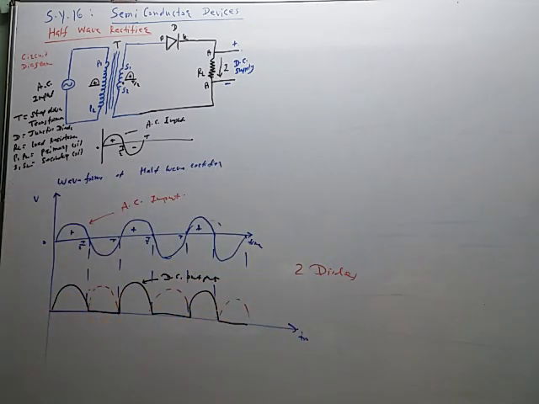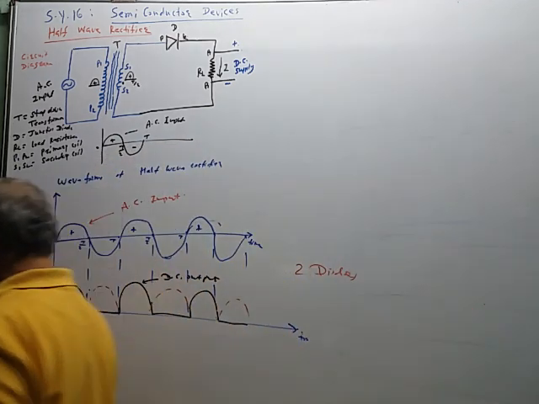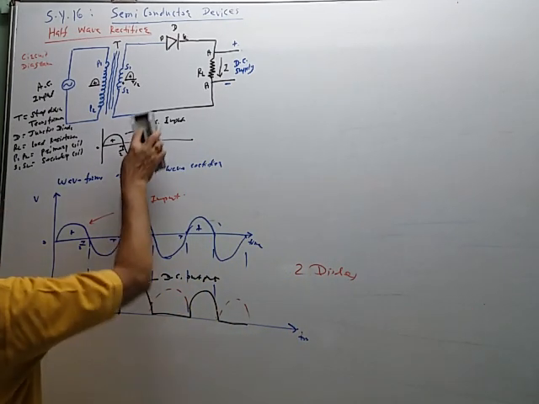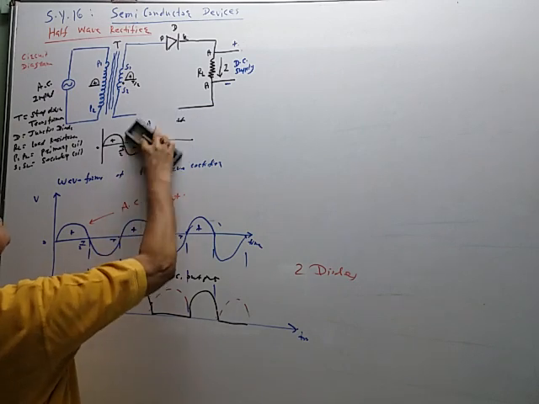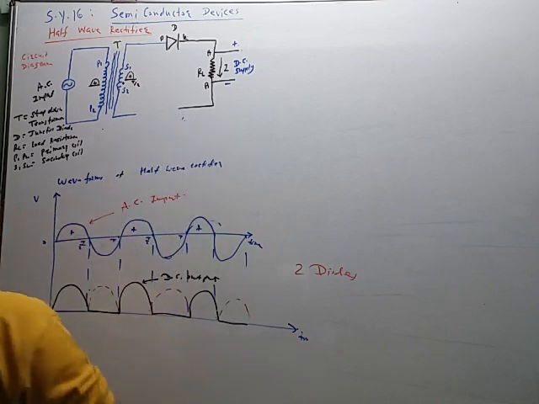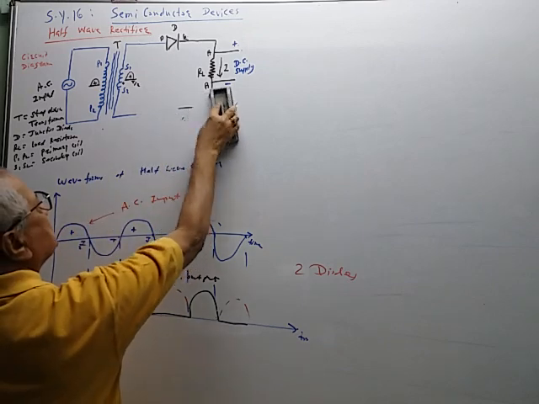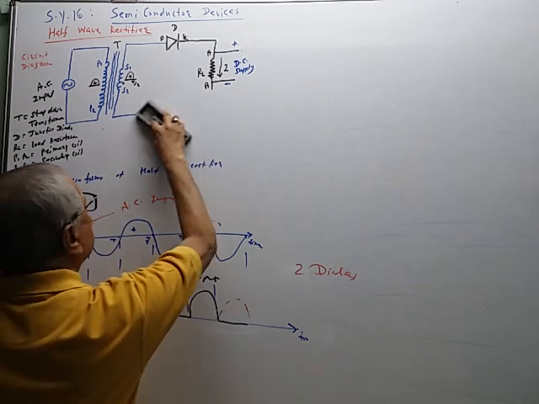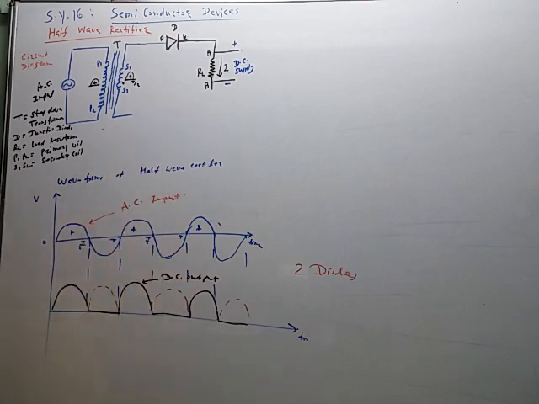So now we will see the full wave rectifier circuit. The modifications are like this. On this line, the changes in the circuit are like this. There is one more diode connected here.